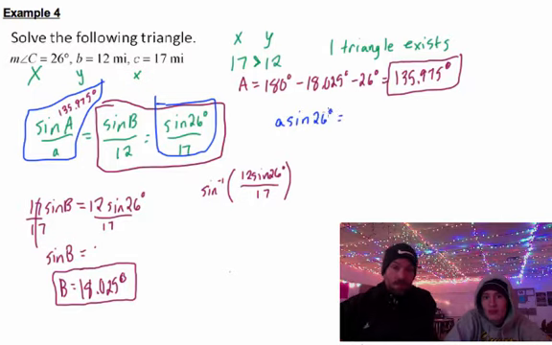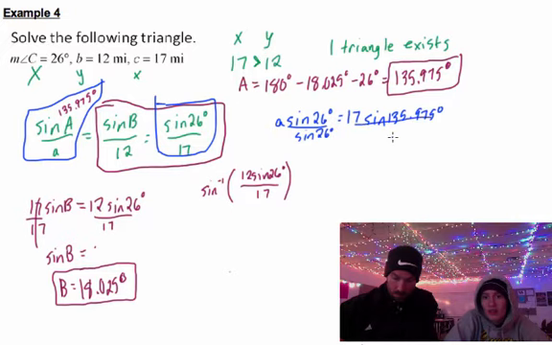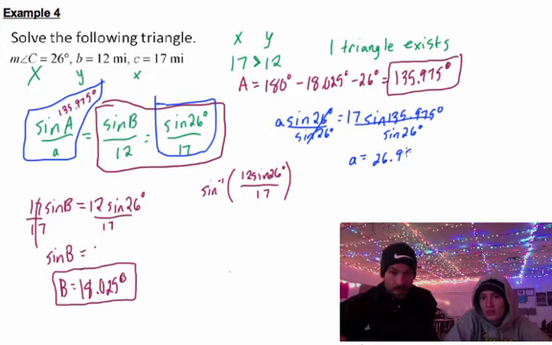By reduce, I mean there will be smaller rounding issues. A times sine 26 equals 17 times sine of 135.975. And so you divide by the sine of 26 degrees on both sides. And A equals 26.95. And ask yourself, does that make sense?